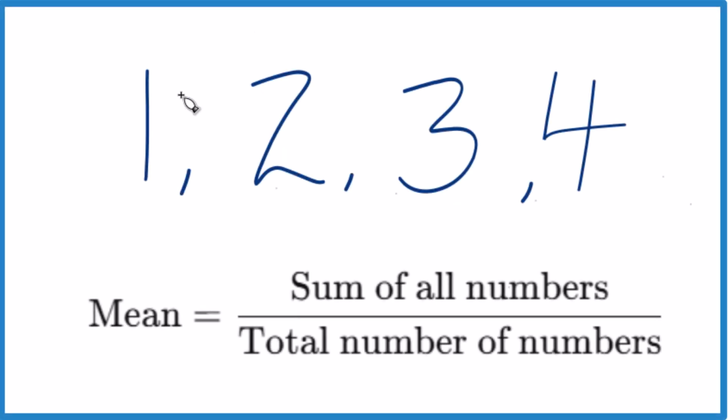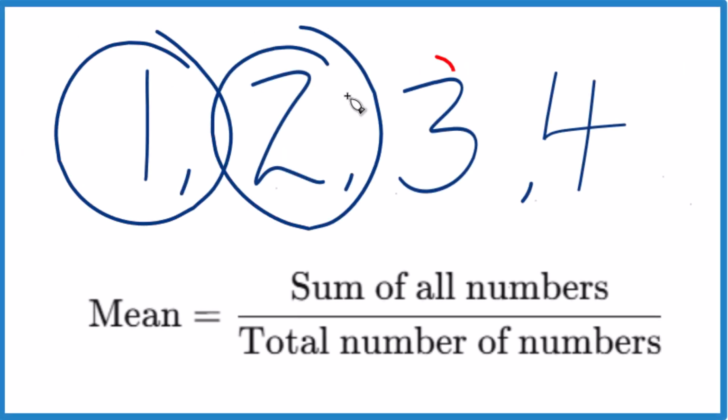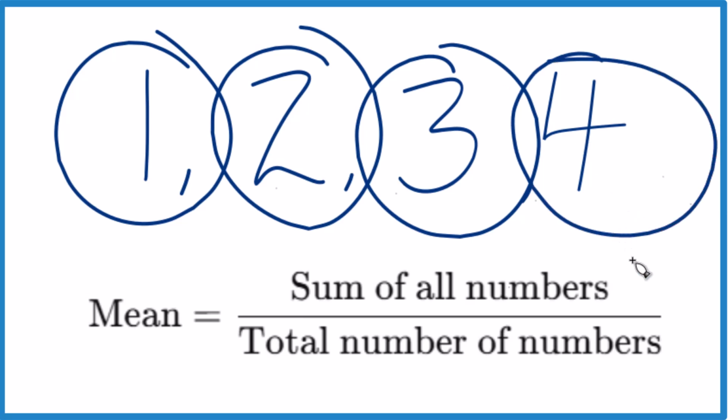In this video, we'll find the mean of 1, 2, 3, and 4. Short answer, the mean is 2.5. Let me show you how we did that.